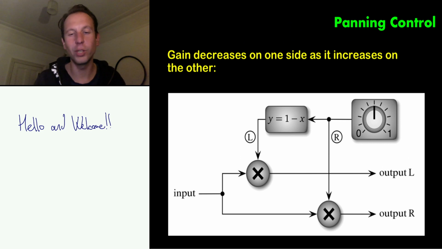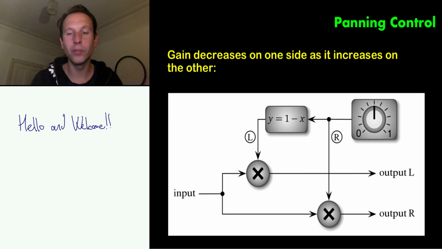What you see there is a box with a little equation which inverts this range of 0 to 1. So when the dial is at 0, the right channel gain stage feeds straight from it, meaning it has a 0, meaning it mutes the right channel.